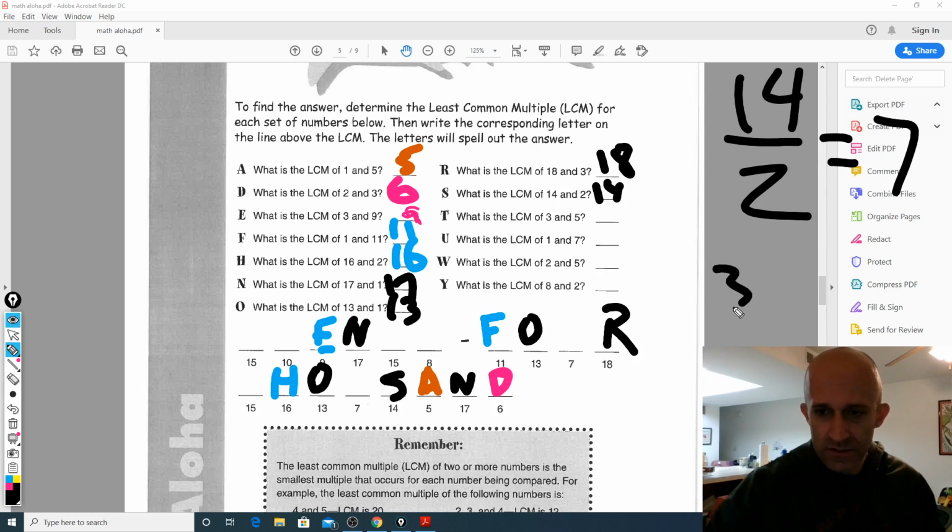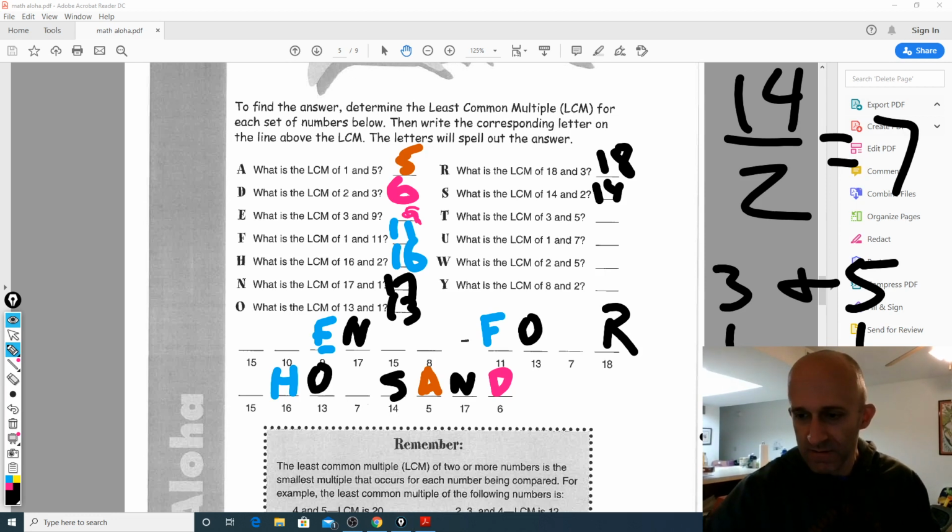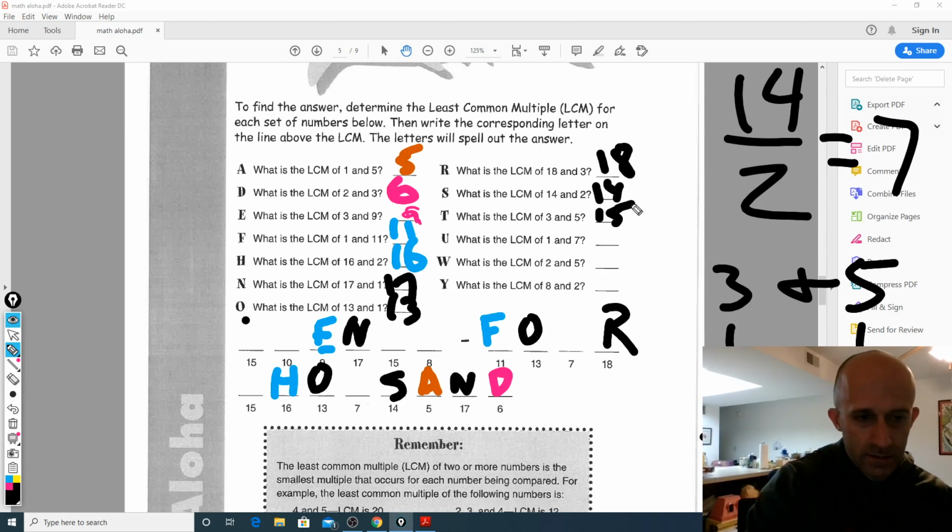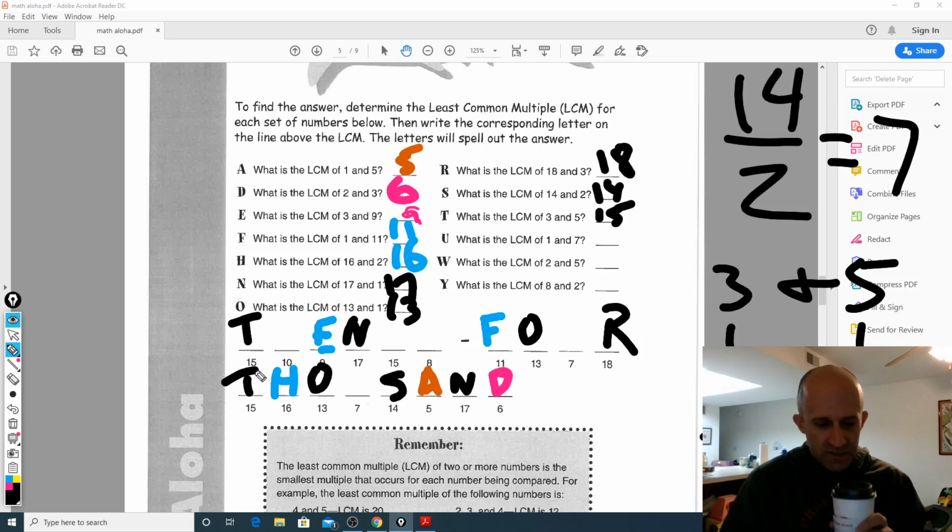The least common multiple of 3 and 5. Your prime factors 3 and 5. I'm going to hold out the 1 and say, well, your prime factor of 3 is 3. Your prime factor of 5 is 5. Multiply the 2 together, that will give you 15. It's 15. T. Okay, almost there.